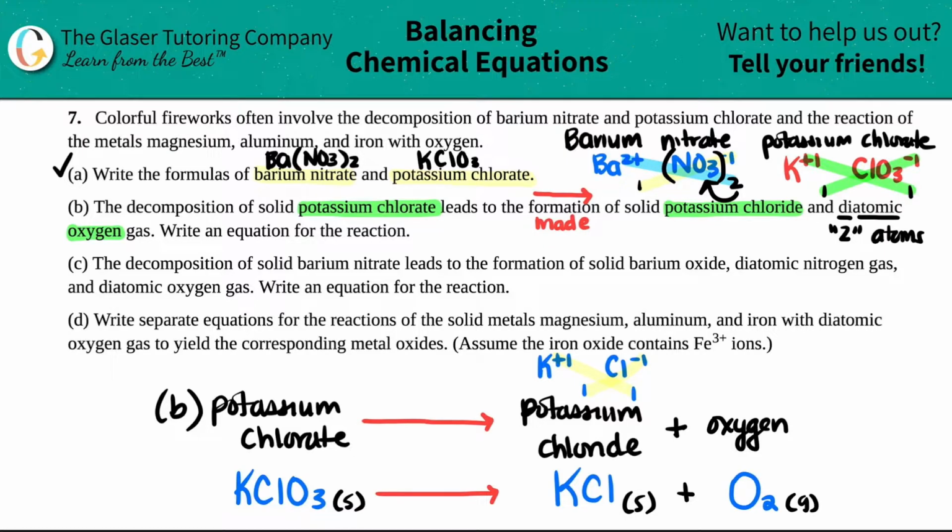However, once you make a formula, you got to make sure that it's balanced. So as I'm looking here, I see that my oxygens aren't balanced. I have 3 oxygens here, and I have 2 oxygens here.